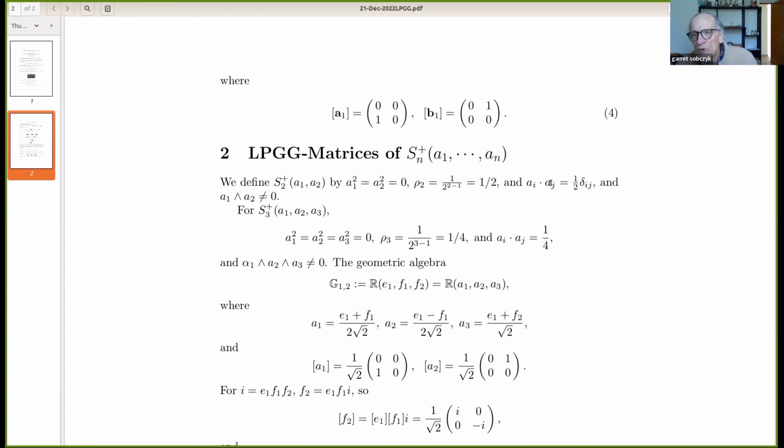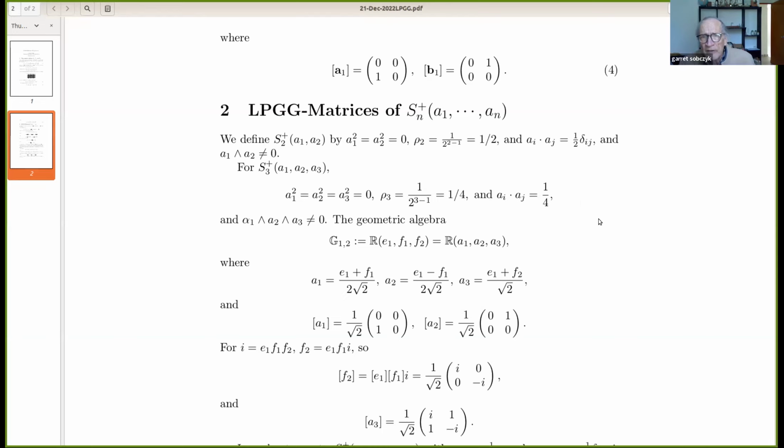A_i dot A_j is equal to 1/2 times the delta symbol ij. Of course, if i is equal to j, then we just get 1/2. So it agrees then with what I previously wrote down for the A and B. And also, we said that A wedge B is not equal to 0. Now that translates to A1 wedge A2 is not equal to 0 then.